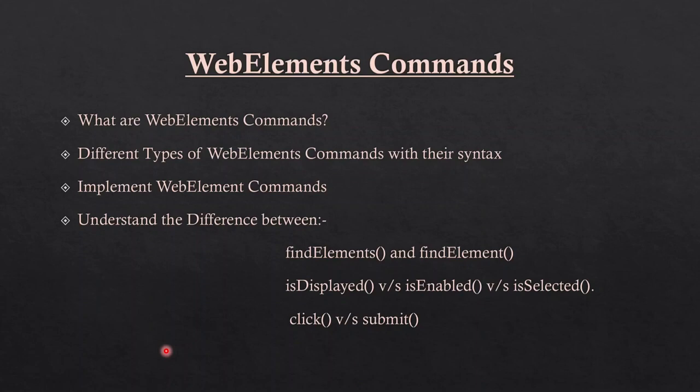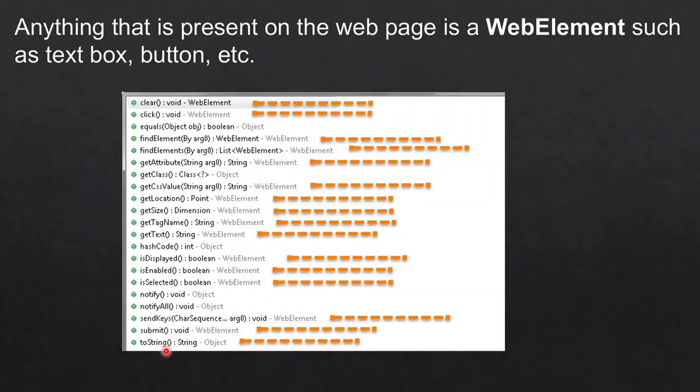So let's get started. First, we need to understand what WebElement commands are. To understand what a WebElement command is, we need to understand what a WebElement is. Anything that is present on the web page is called a WebElement. For example, the text boxes, the buttons, the drop-down menu, the radio buttons, etc. Everything is called a WebElement.